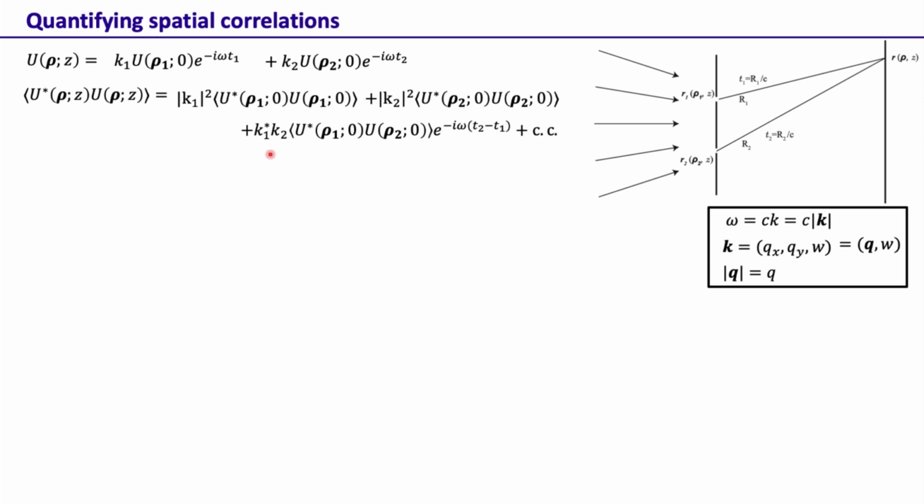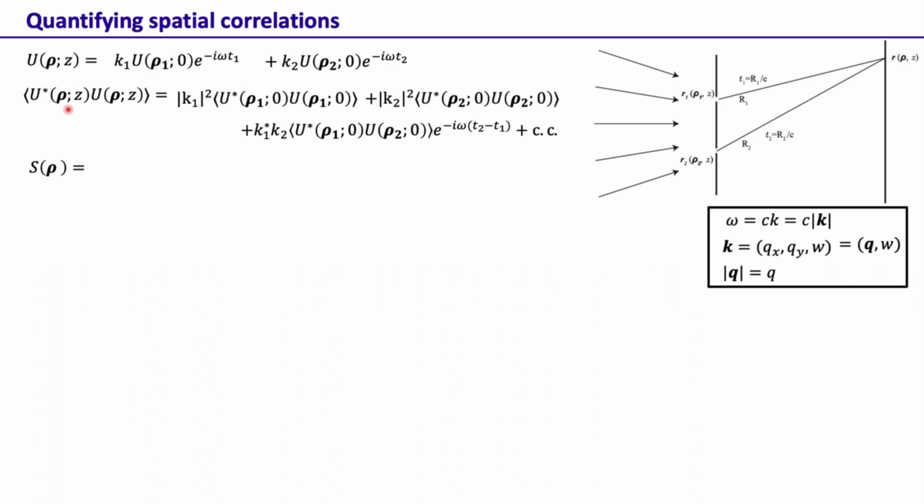And the third and fourth terms are the interference terms, and they contain the correlation term u*(ρ1) u(ρ2), and this is the quantity we are after. In fact, only when this term is present do we see interference fringes, the very familiar Young's double-slit interference fringes, and that is just because of the presence of this term. So we will look now at how to quantify this quantity u*(ρ1) u(ρ2).